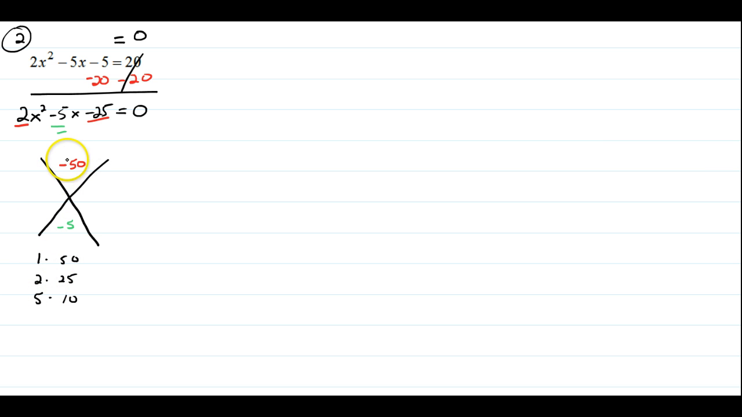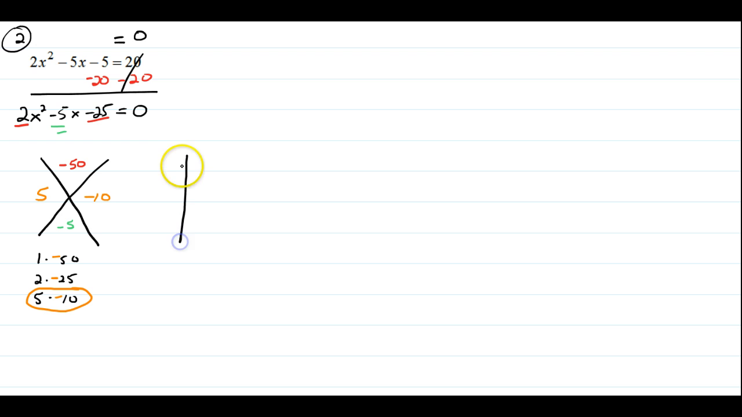And so now I have a negative, but when they add together they have to be negative, and so that means the bigger number would have to be negative. So that means the numbers on this side would be negative. And so which set of numbers would add to negative 5? We're going to take 5 and negative 10, because 5 times negative 10 is negative 50, and 5 plus negative 10 is negative 5.